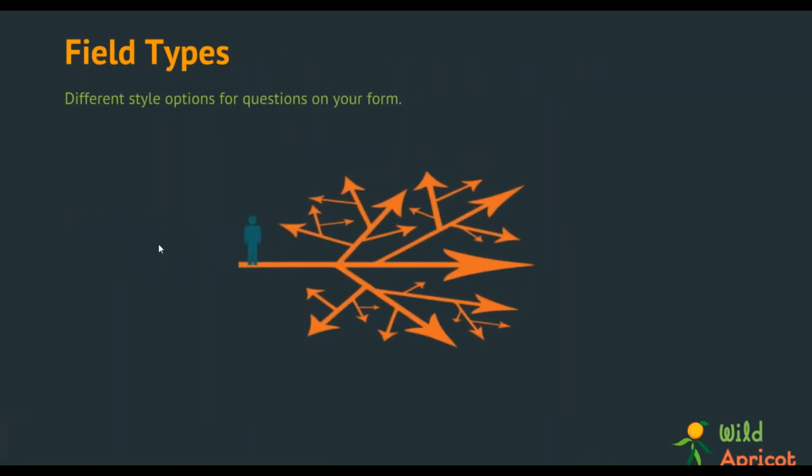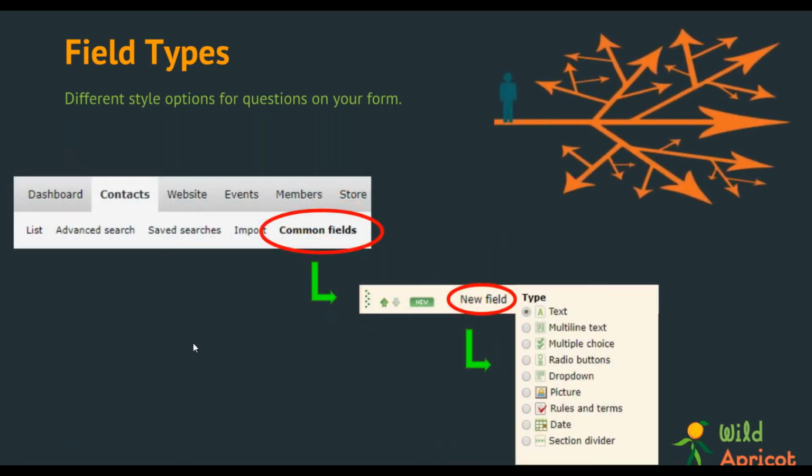Okay. Now, speaking of membership application forms, you do have the ability to create forms with different styles and different questions, but different style options for those questions themselves. And as an example, if we were creating a common field and we created a new field, then you'll see that it will ask for the type of field that you actually want to use. You have different options there.